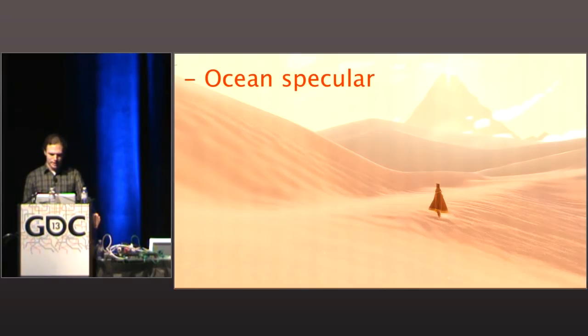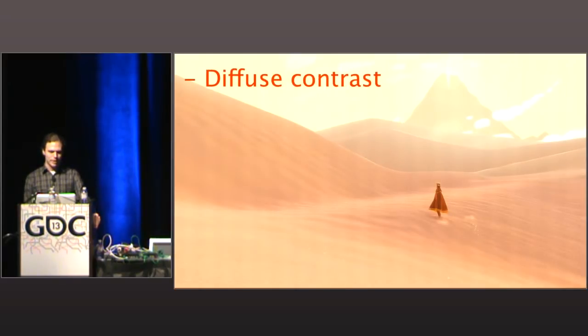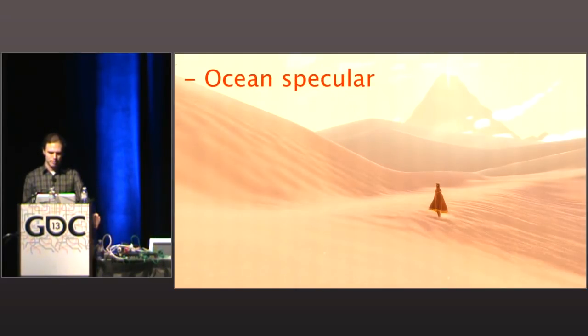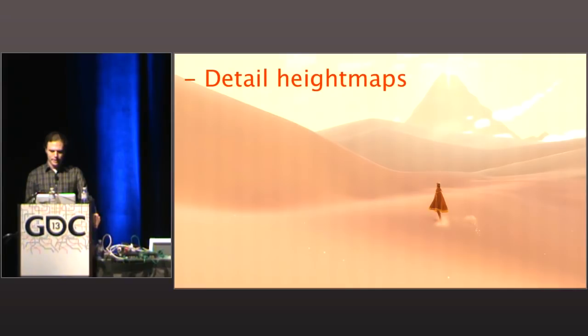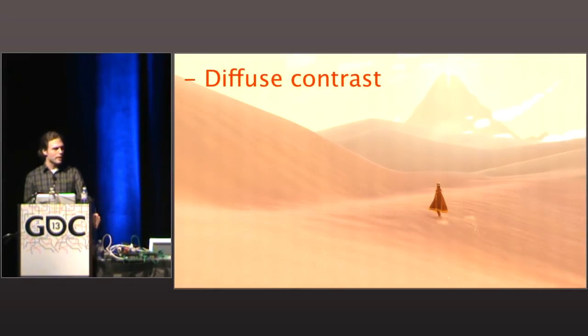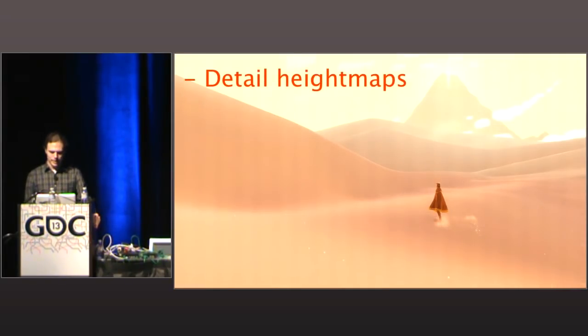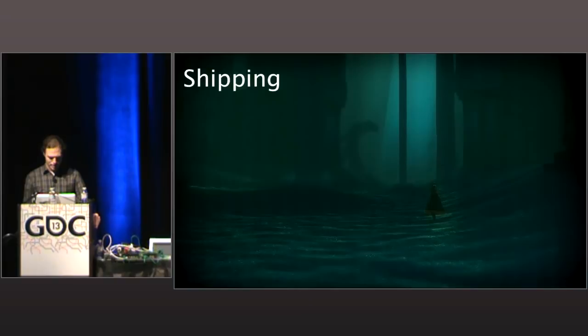Then switching to a Lambert shader for diffuse, we have a custom diffuse shader here, and this is just a vanilla Lambert. And then finally, our detail height maps. This is sort of a displacement map we put on the sand. Notice it gets very smooth. And with all the effects removed, it's just kind of maybe a big bowl of pudding here.